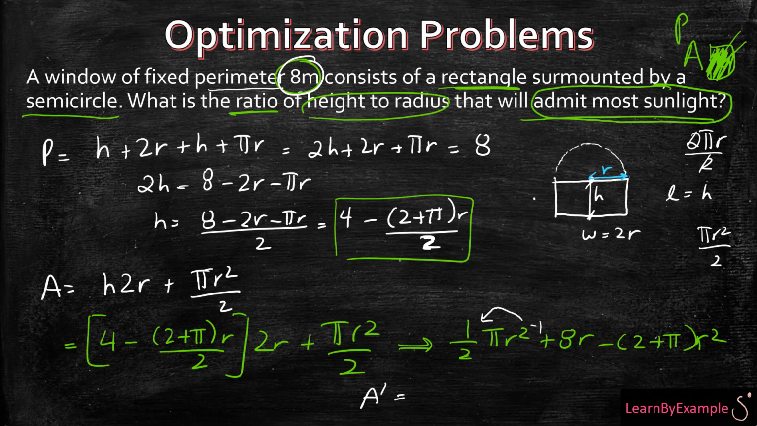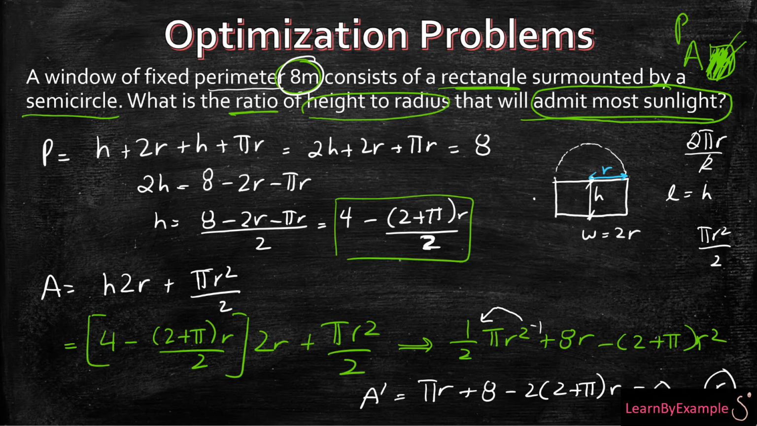Okay, so in this case, it's just going to be your 2 into your half, which is just 1, and then you're going to be left with pi r plus 8, right? Because 1 times 8 is 8, and then 1 minus 1 is 0, so the r goes away, minus 2 into 2 plus pi r. Great, now we have our first derivative. Now we can set that to 0, and then solve for r.